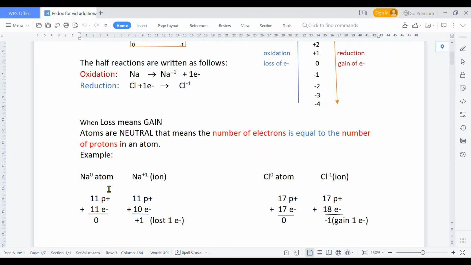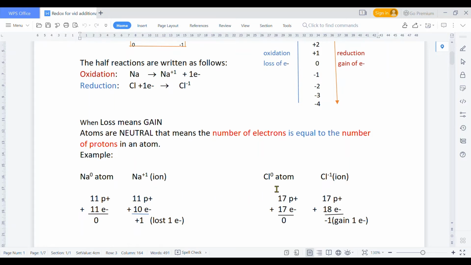When sodium atom becomes an ion, it loses 1 electron. So the number of protons is still the same, but the number of electrons is minus 1, which is 10. If we add this up, it becomes plus 1. There is an extra proton. That is why sodium ion has a positive 1 charge.